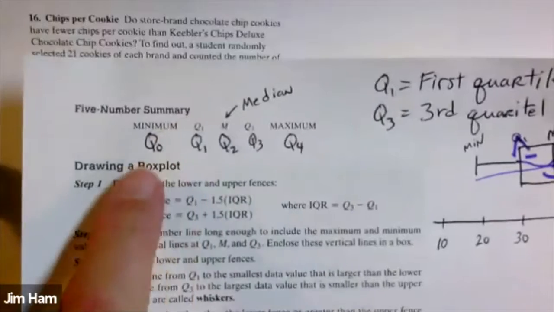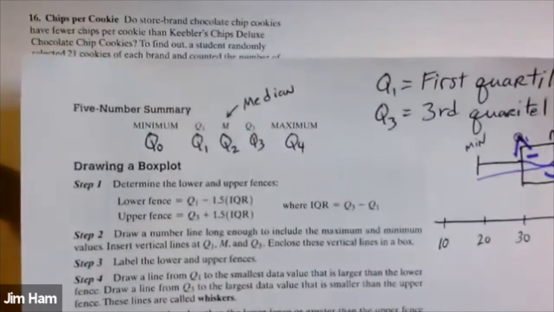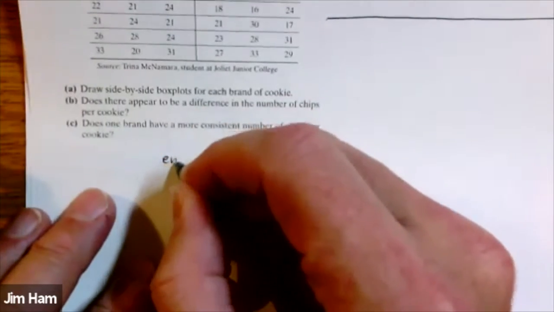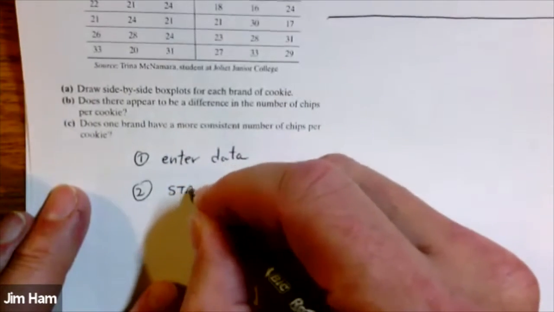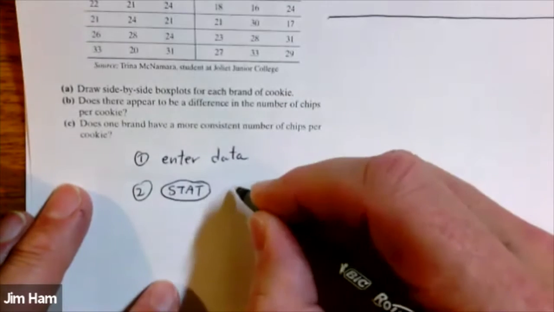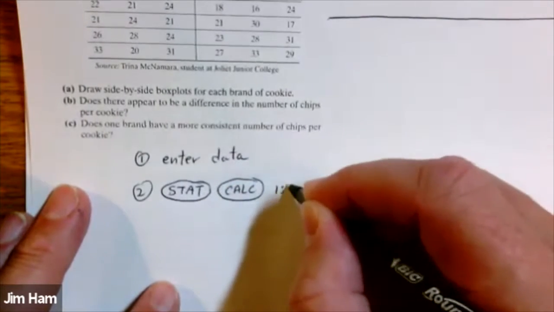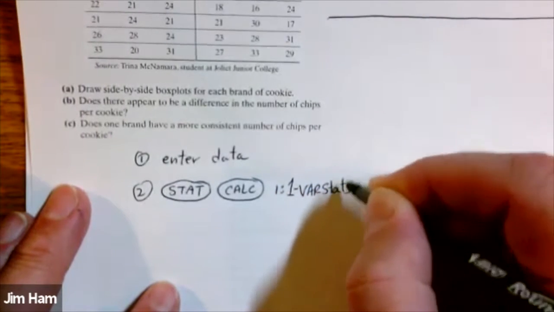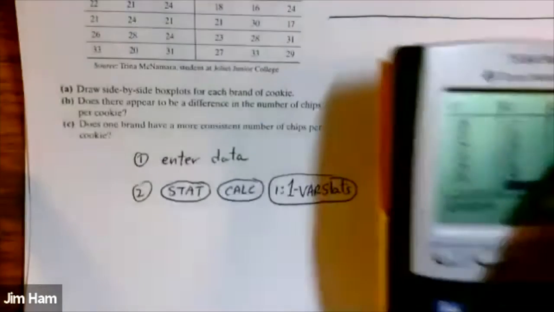The 5-number summary is a listing of those 5 numbers, and they all appear in your calculator on the second page of output when you run the one variable statistics command. So number 1, you need to enter the data, and then number 2, remember we're going to go to the stat menu, and then we're going to calculate. Go to the calculate menu, and then option number 1 is the one variable statistics. It gives you lots of summary statistics related to our single variable. And in this case, it means chocolate chips.